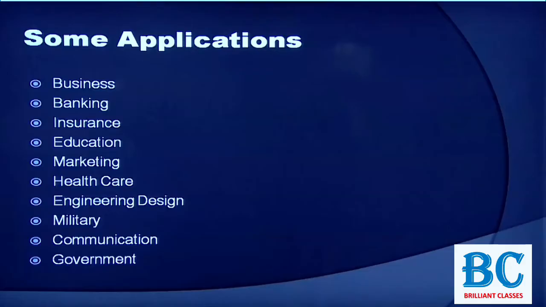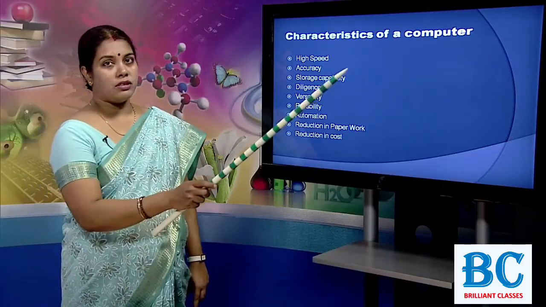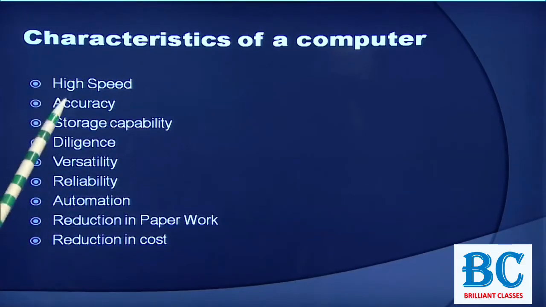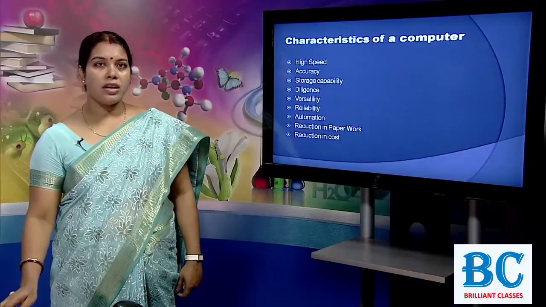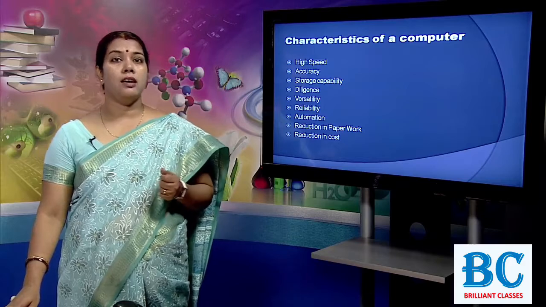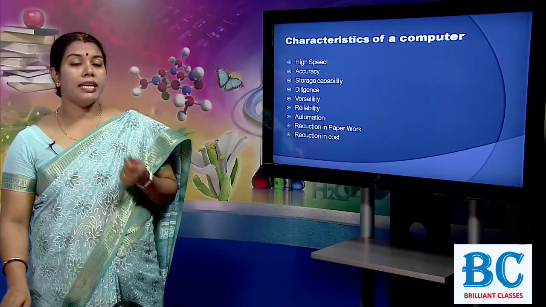The variety of applications suggests that we have got different characteristics of a computer. That is the reason we are able to use the computer in so many fields. The first characteristic is high speed. Computer is a very fast device. It is capable of performing calculations on very large amounts of data. The computer has units of speed in terms of microsecond, nanosecond and even picosecond.